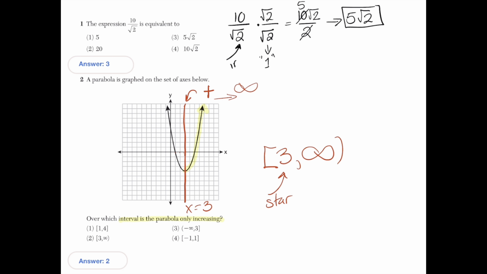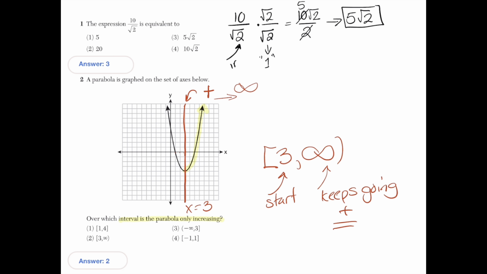So this is my start, and it goes on forever in this direction. Okay, it keeps going, keeps on increasing. So I can use that interval from when x equals 3 all the way infinitely in that direction, and that is why my answer is 2.